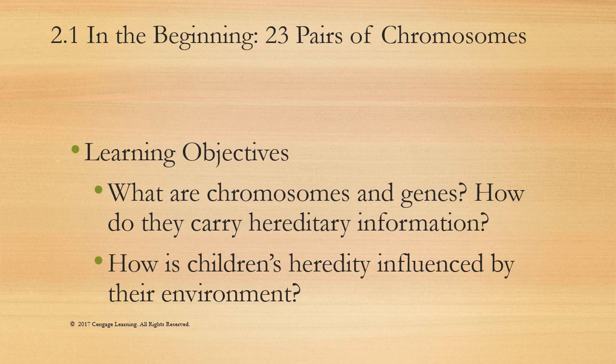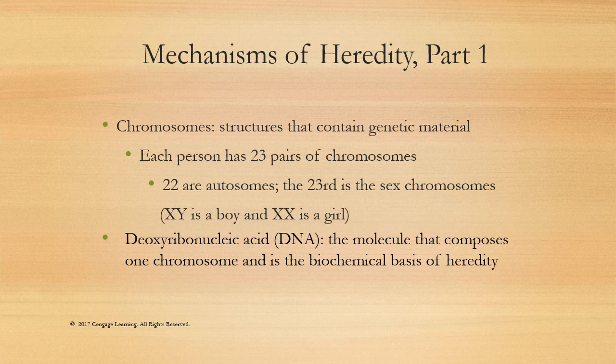So the first series of our lectures for Chapter 2 will begin with genetics. 2.1. In the beginning, there were 23 pairs of chromosomes. So our learning objectives for this part of the chapter are: what are chromosomes and genes? How do they carry hereditary information? How is children's heredity influenced by their environment?